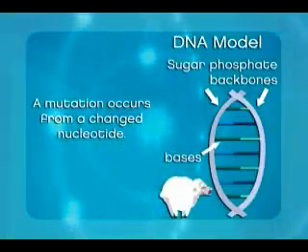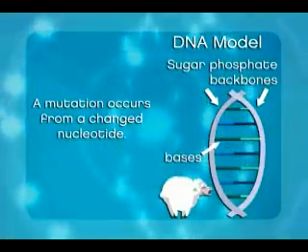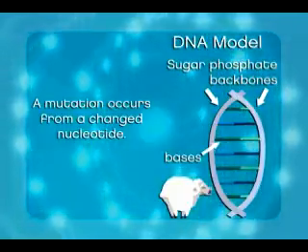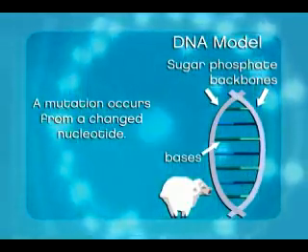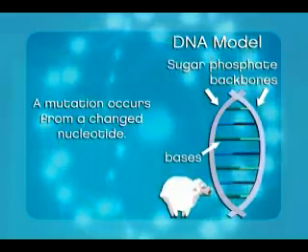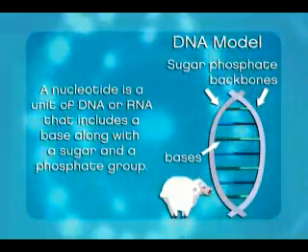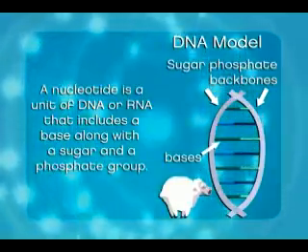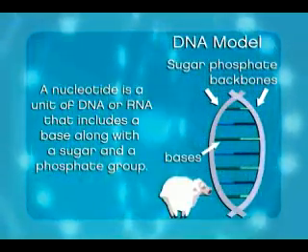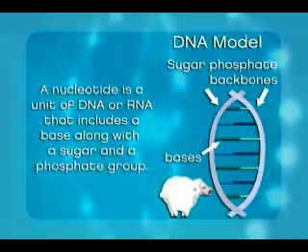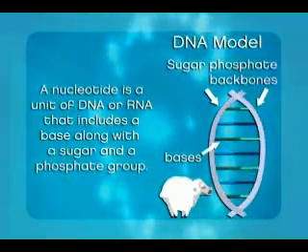Before we go on, let's take a second to get something straight. The truth is, it's more correct to say that a mutation occurs from a changed nucleotide rather than a changed base. Remember that a nucleotide is simply a unit of DNA or RNA that includes a base, along with a sugar and phosphate group that form the backbone of DNA. Don't worry about these specifics too much right now, just be aware of them.